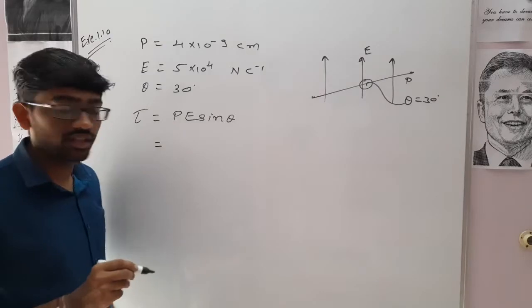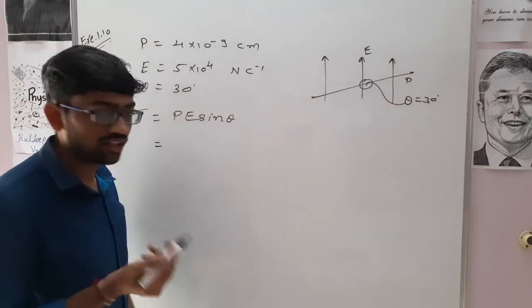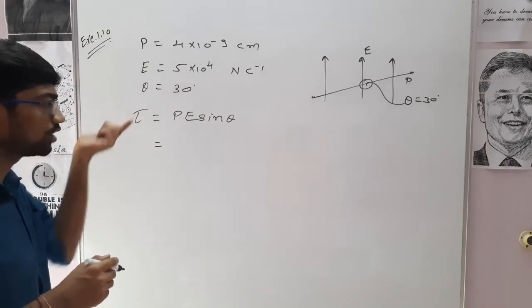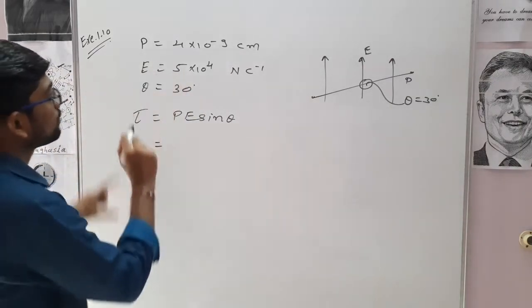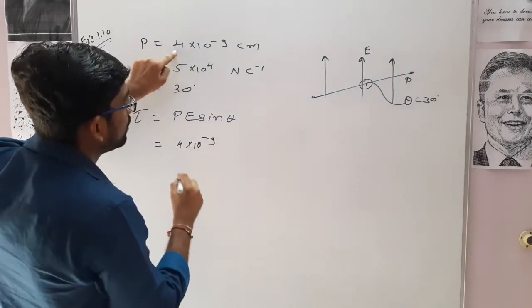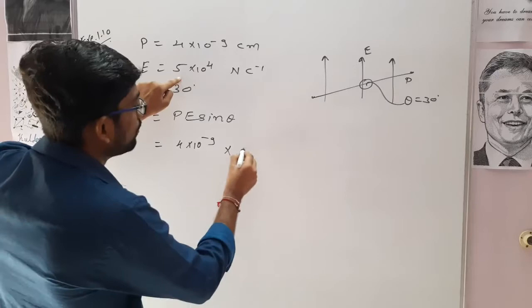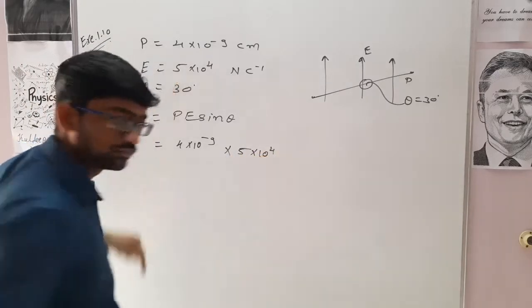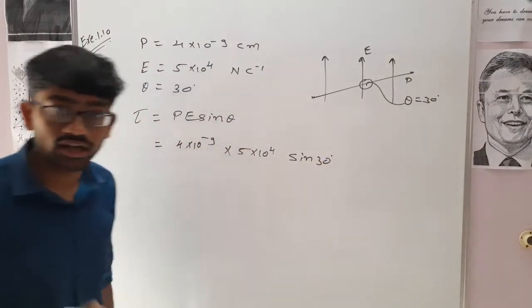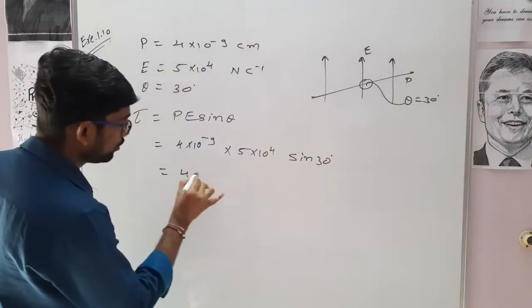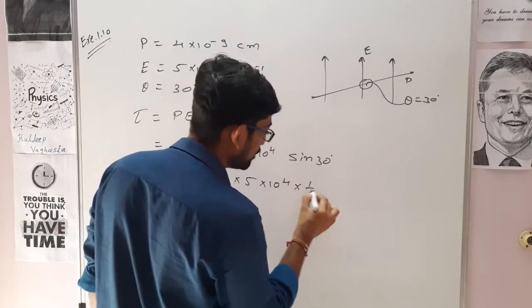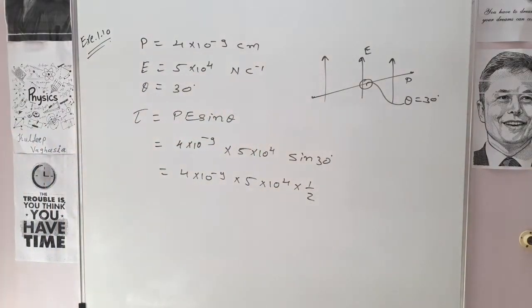The dipole is given. The electric field is given. So just put the values in this formula and you get the torque. So torque is equal to P, 4 into 10 to the power minus 9, into electric field, 5 into 10 to the power 4, and the angle sin 30. Sin 30 is half, 1 by 2. So 4 into 10 to the power minus 9 into 5 into 10 to the power 4 into 1 by 2. Half. So 2 cancels, that is 10.